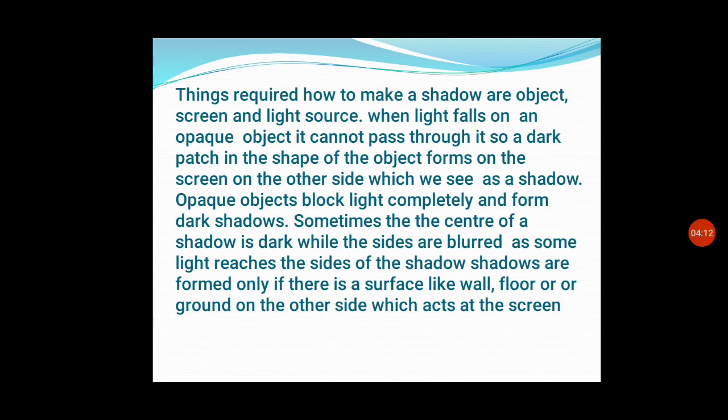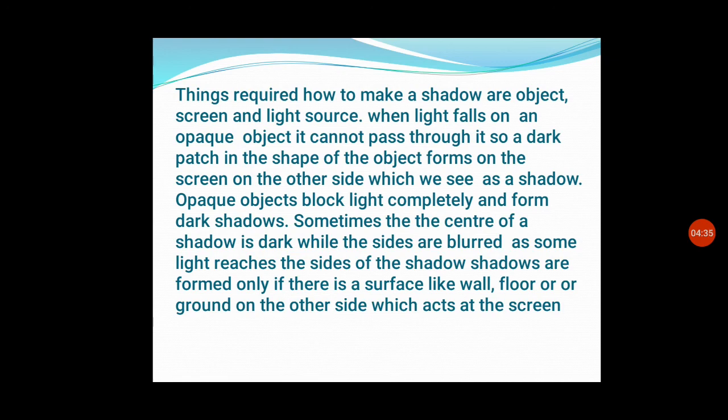Things required to make a shadow are object, screen, and light source. When light falls on an opaque object, it cannot pass through it. So, a dark patch in the shape of the object forms on the screen on the other side, which we see as a shadow. Opaque objects block light completely and form dark shadows.